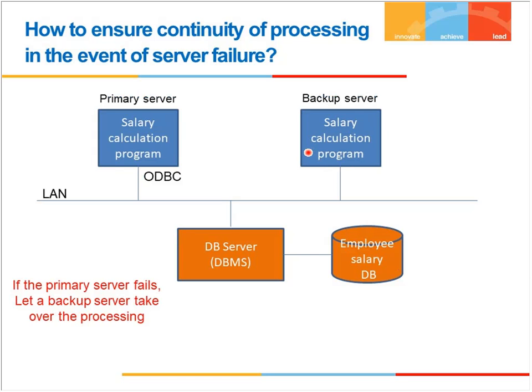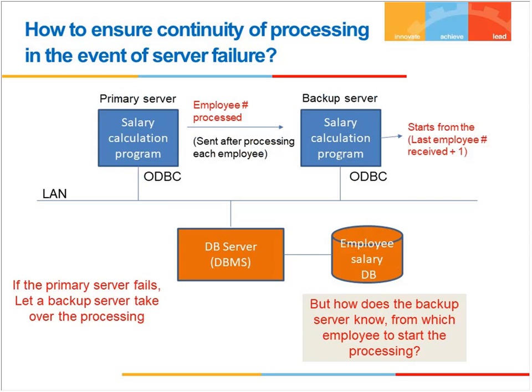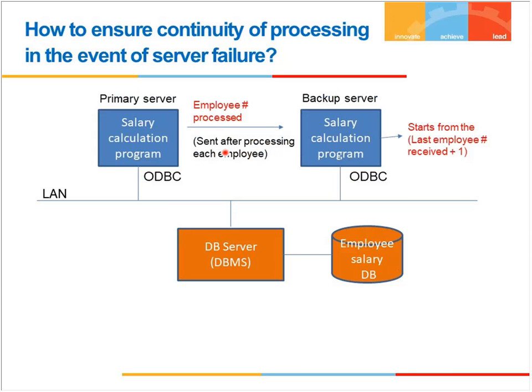But how do you ensure that the backup server knows that the primary server has failed? Is by having a heartbeat. This is how the backup program knows the current status of the primary server. So as the primary server is doing the salary calculation of a large number of employees, it keeps sending a message to the backup server as and when it finishes the processing of a particular employee. So the backup server knows what is the last employee for which the salary has been processed, right?